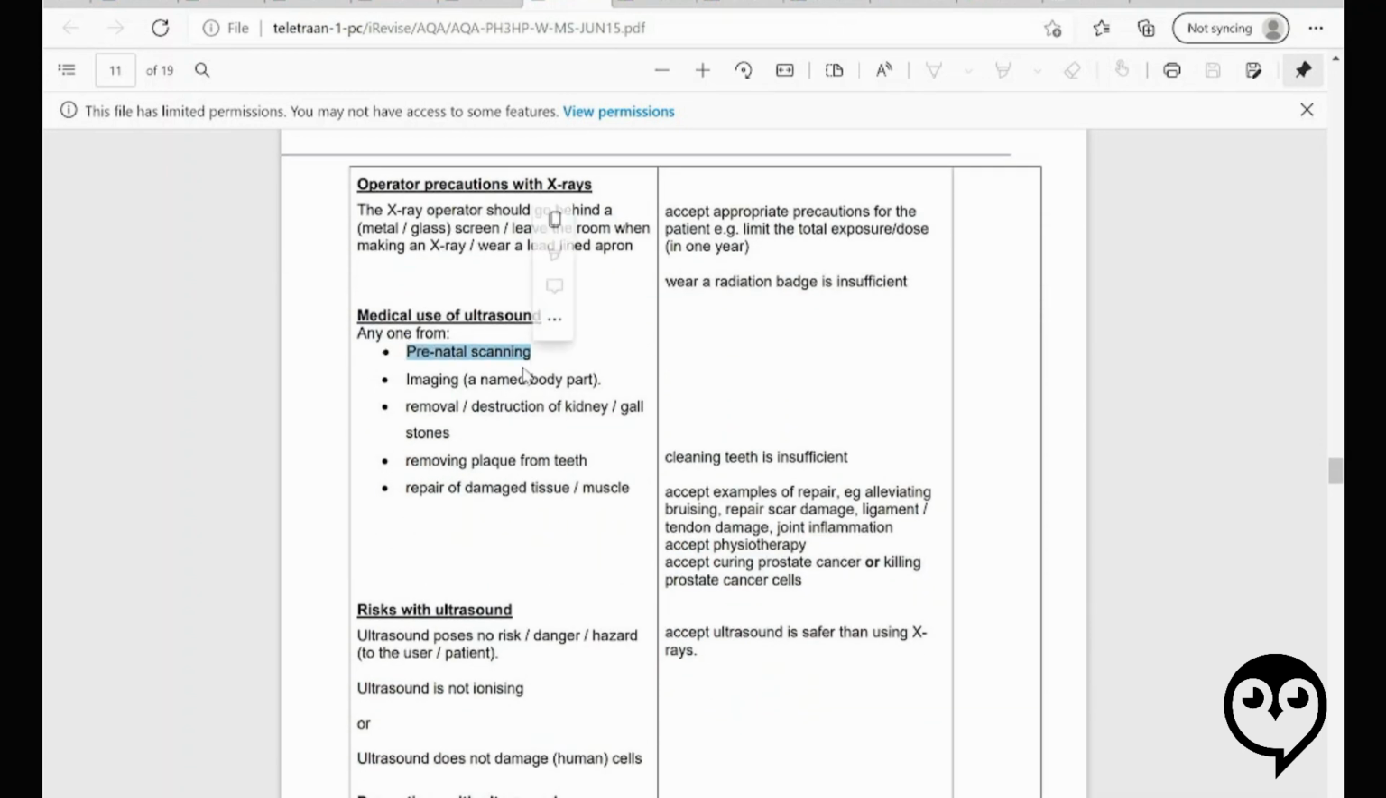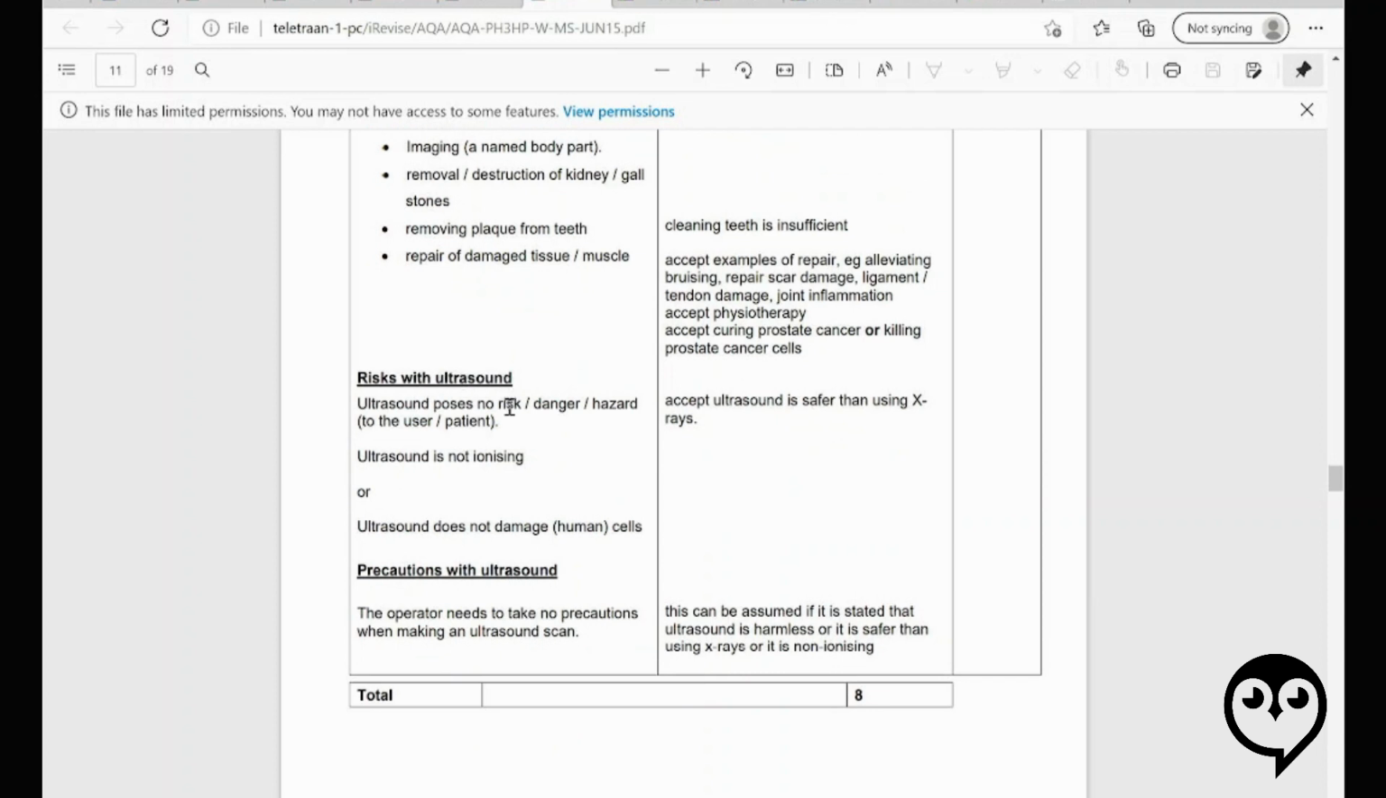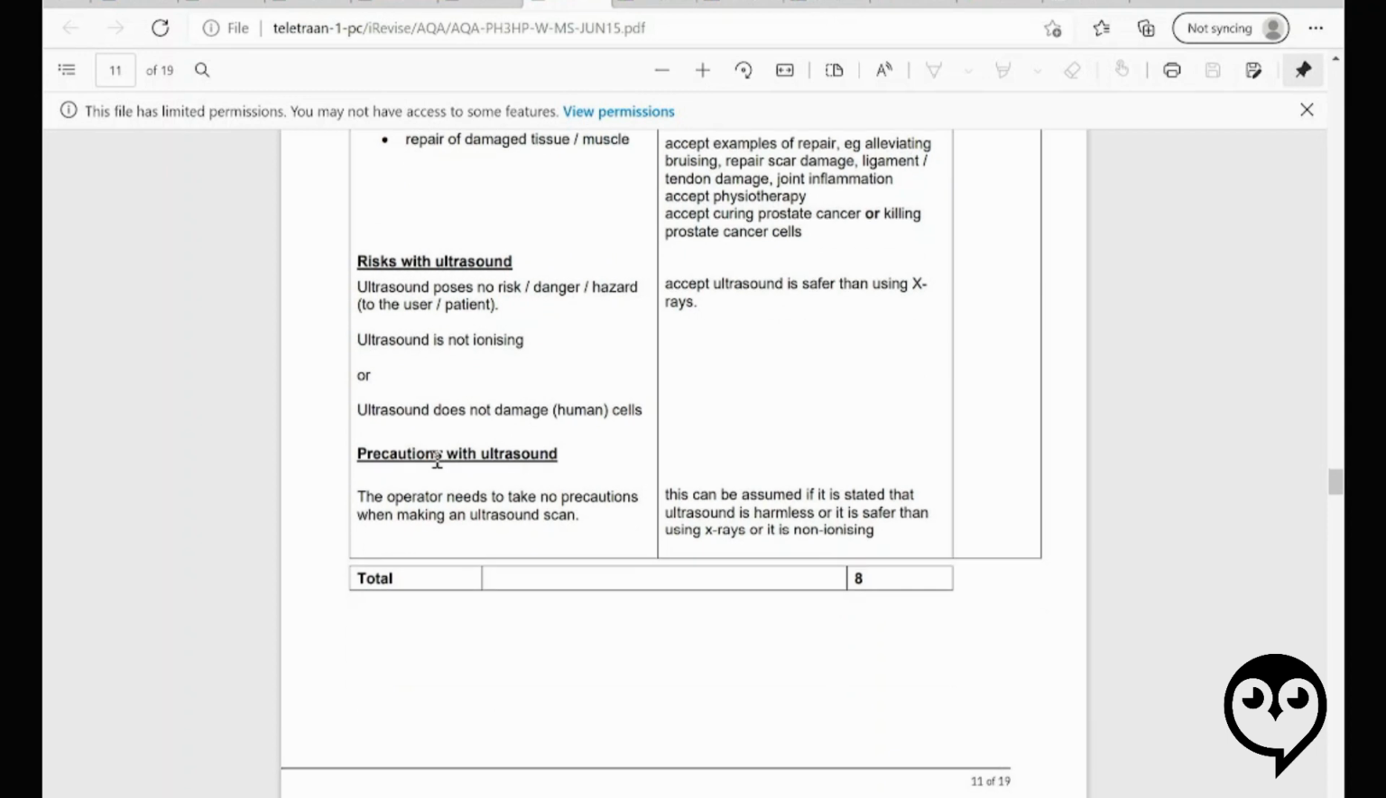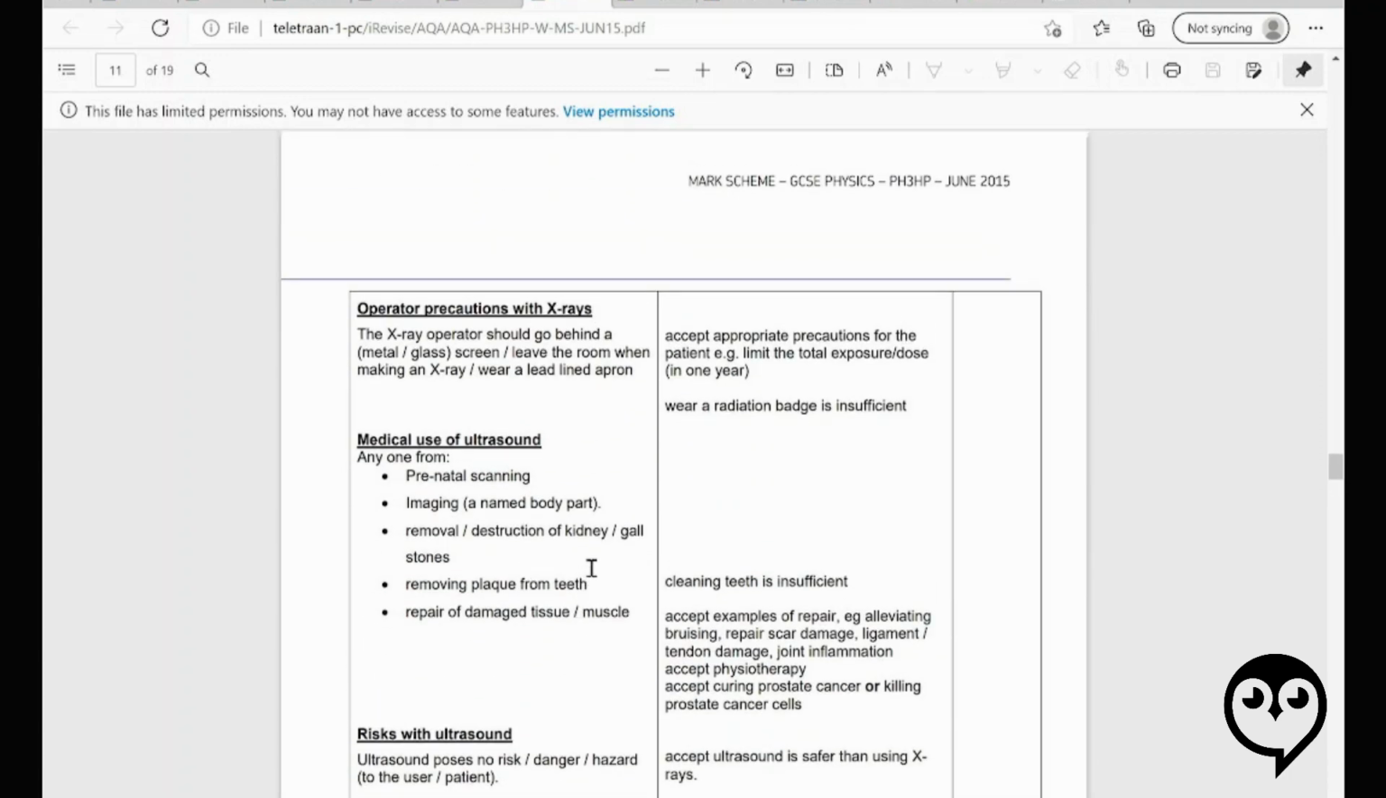Ultrasound: prenatal screening, imaging of body parts. You said kidney gallstones. It can remove plaque from teeth. Okay, that's a new one. I've seen these new devices you put in your mouth and they do that. That's kind of cool. And I guess repair damaged muscle or tissue. Risks of ultrasound? Yeah, no risks, nothing. Now, don't just say there's no risks. I think you can go beyond. You could say, hey, it's not ionizing, doesn't damage cells. Precautions, you don't need to take any. So I think we did all right on that.